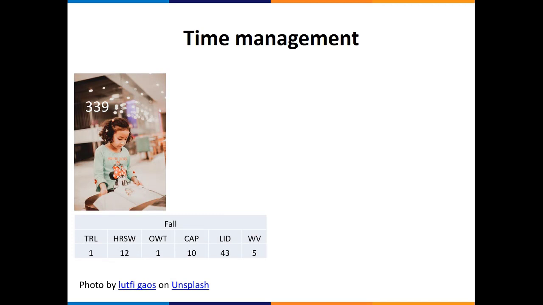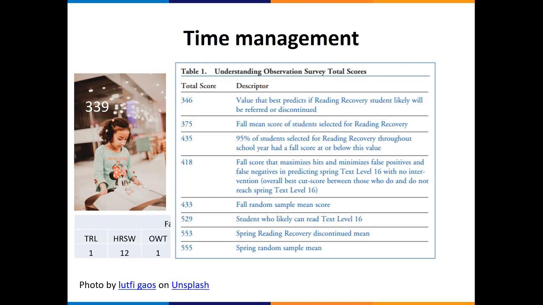And then I am going to bring up the table we looked at earlier from that journal article on Dr. D'Agostino. And specifically, we're going to look at this 346. Remember, the total score of 346 is the best predictor if a Reading Recovery student will likely be referred or discontinued. So if a student is below that 346, it's more likely they'll be recommended. If they're above, it's more likely they're going to be discontinued. Now remember, this is not a foregone conclusion. I'm not telling you to write this student off.